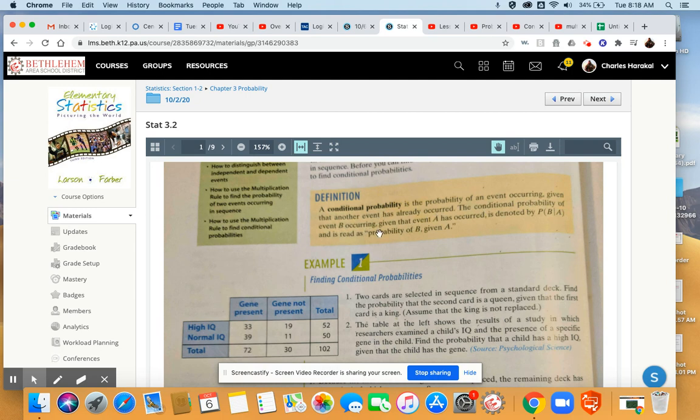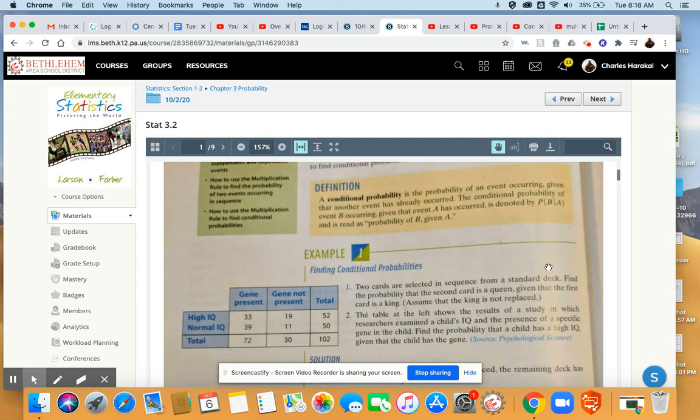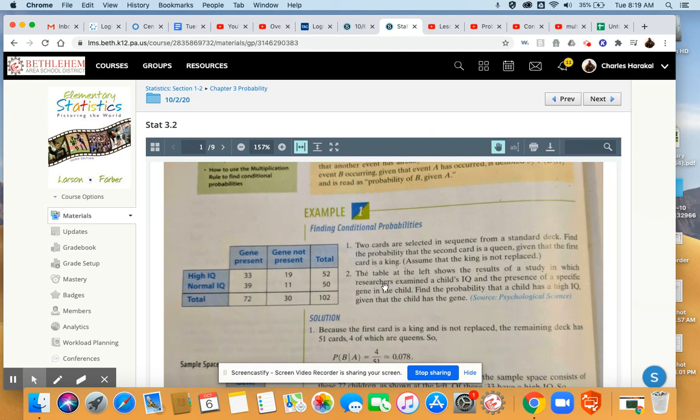Conditional probability of event B occurring given that event A has occurred. And that's a phrase you'll see often in this textbook: given that event A has occurred, given that something has happened. That's a good clue that you have to look at the conditions that are going on. So we're going to look at example one.